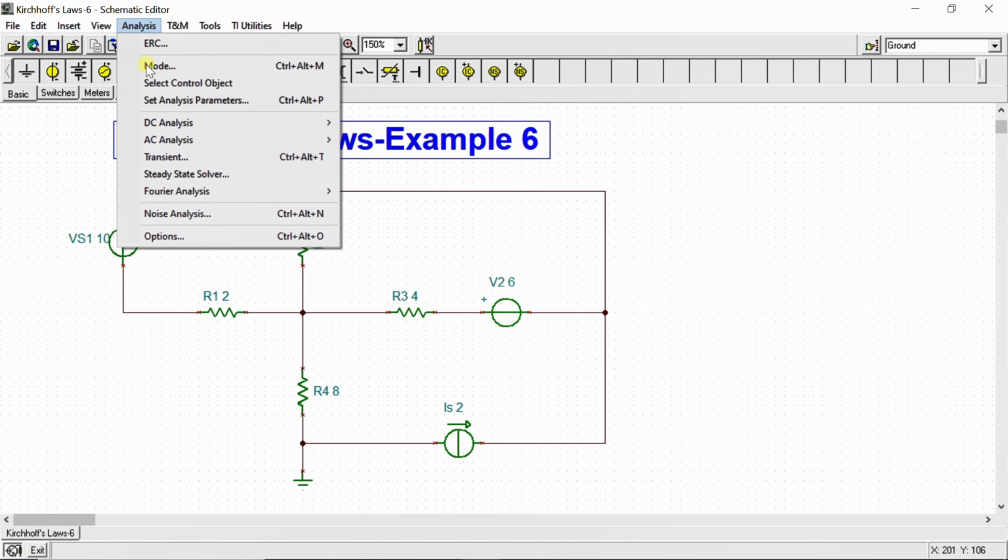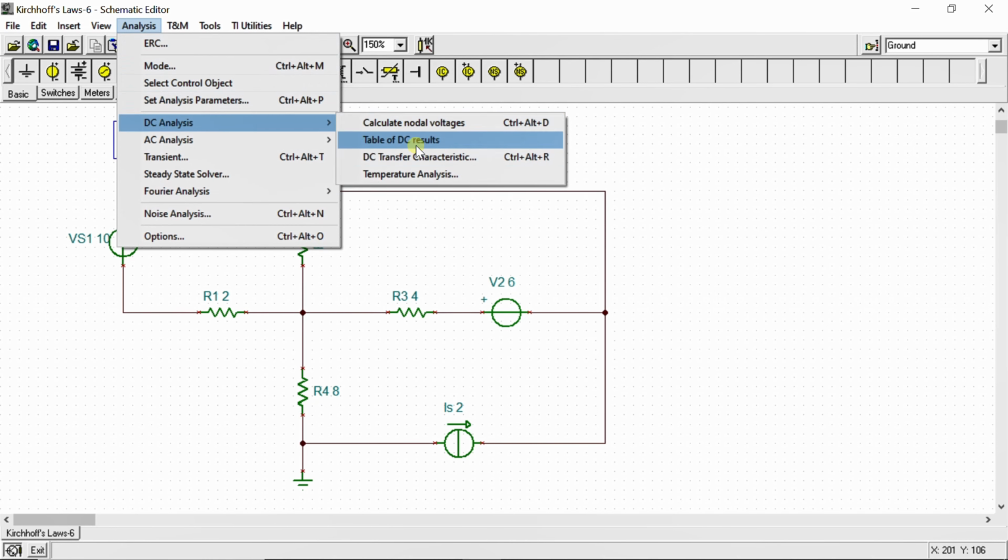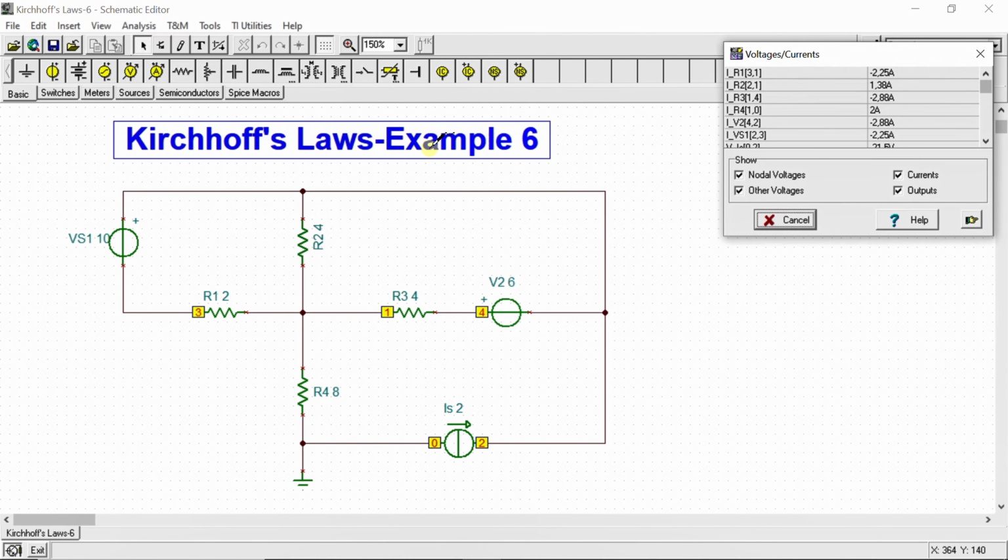If we go now to analyze, we go to DC analysis. Let's use the table of DC results. I will remove the nodal voltages and leave only the currents. Let's now see the current through R1. That's negative 2.25. This is the current through R2. That's 1.38. This is the current through R3. That's negative 2.88. And this is the current through R4, which is 2 amps. That's exactly the same value we have found by calculation.